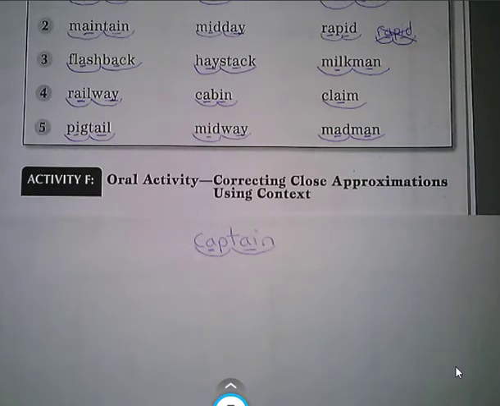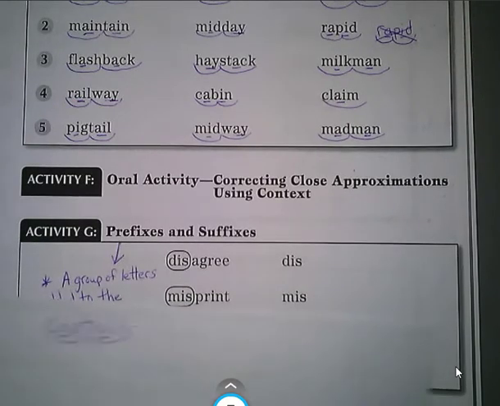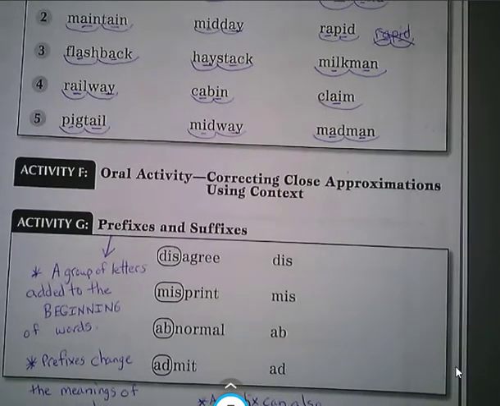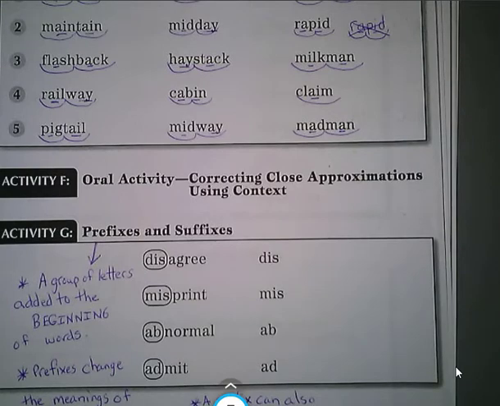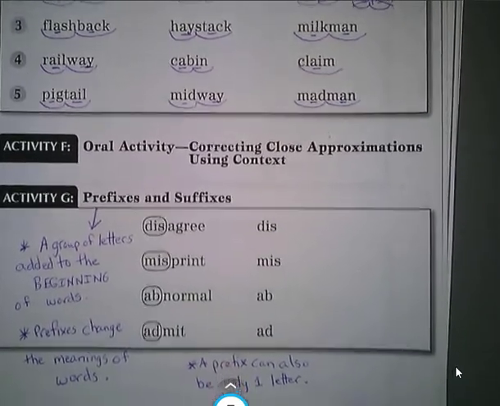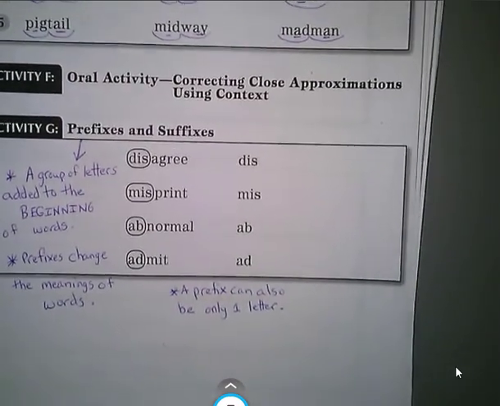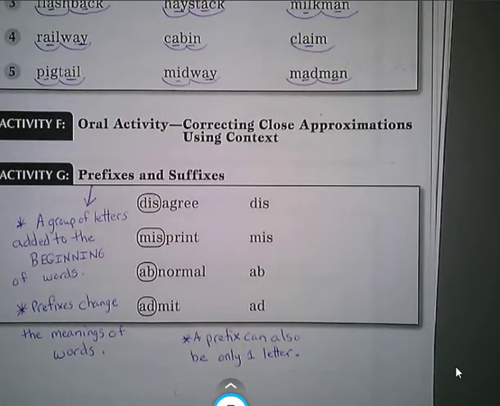Okay, so let's take a look at activity G. Activity G is introducing us to some prefixes. Okay, so there aren't any suffixes in this lesson 1. It says prefixes and suffixes. Eventually we'll get to some suffixes, but first we're just going to talk about prefixes. And what I want you to know is everything that I have written here, which is prefixes are a group of letters added to the beginning of words.